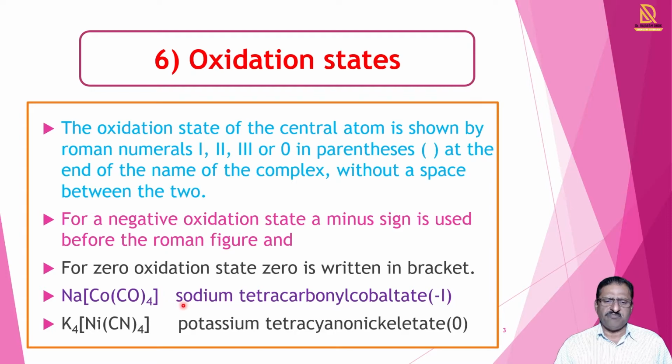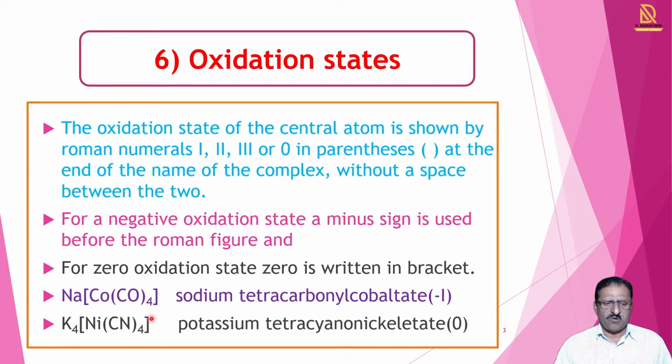Now we give the name: sodium tetracarbonyl cobaltate. So the end of the metal name is by ATE. We have already seen in the first rule that in anionic complexes, the name of the metal ends with ATE. So here cobaltate, and in the bracket -1. Again we repeat: sodium tetracarbonyl cobaltate(-1). This is the name for this first compound.